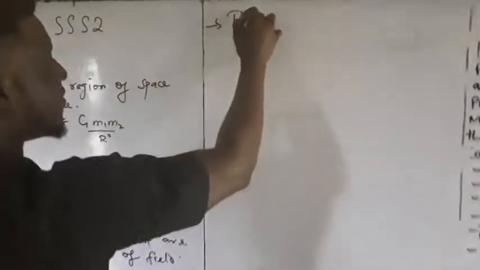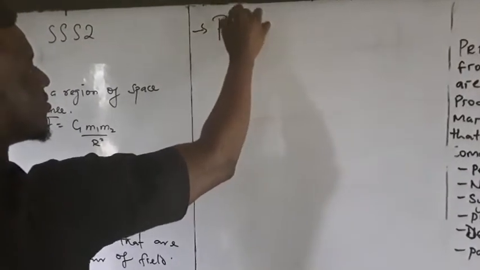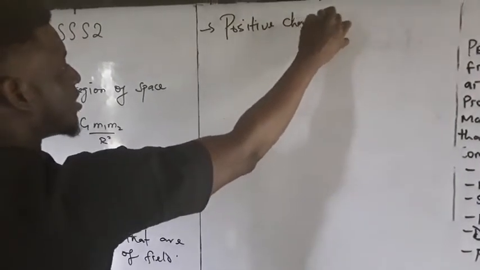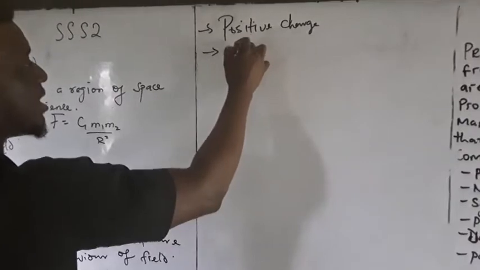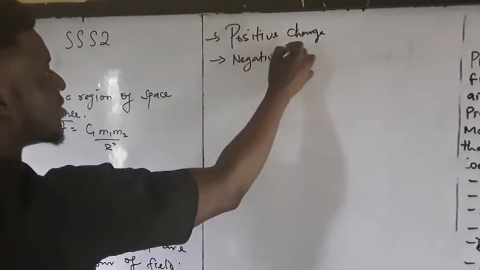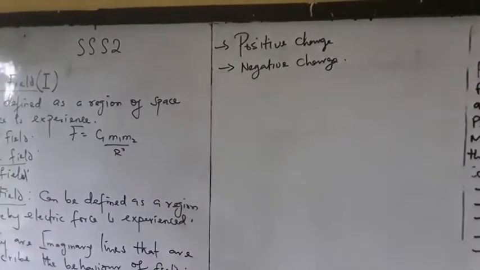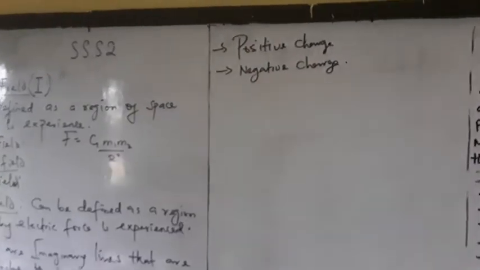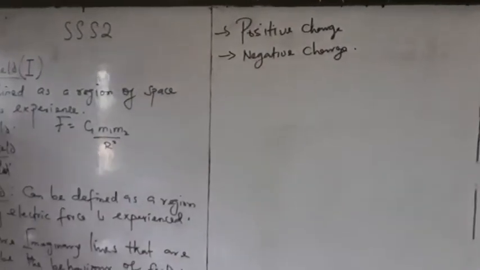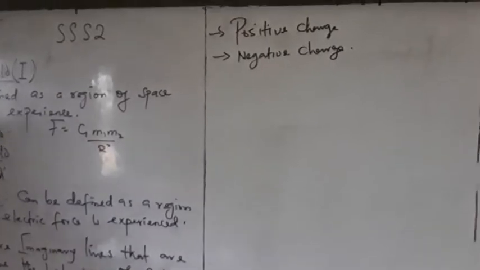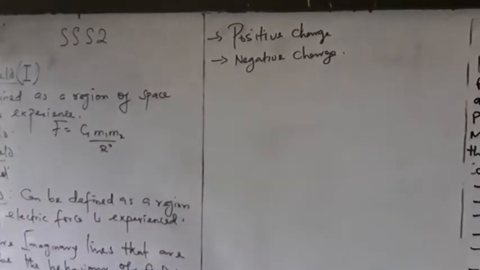We have the positive charge and the negative charge. I want you to write that. There are types of charges. Let us take it one after the other.